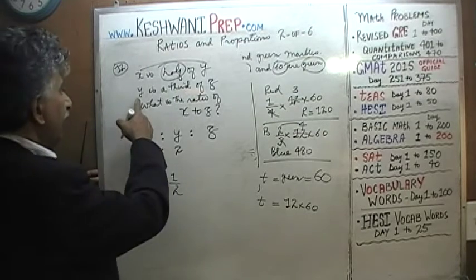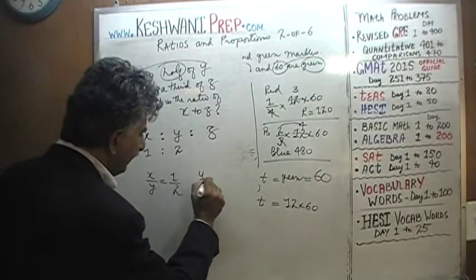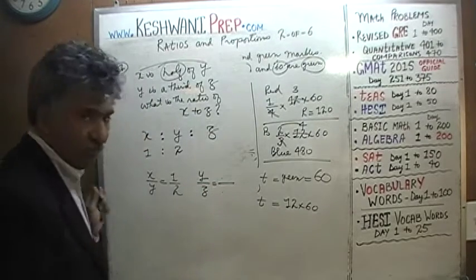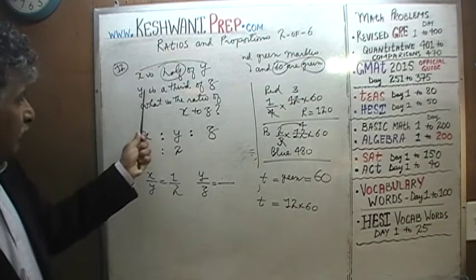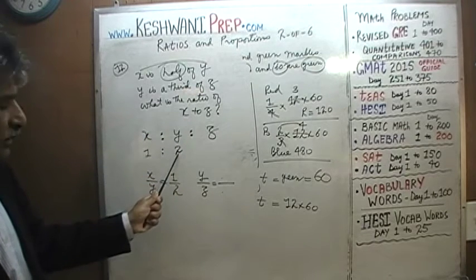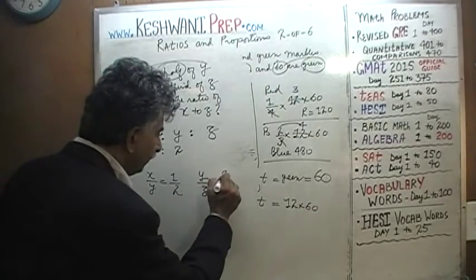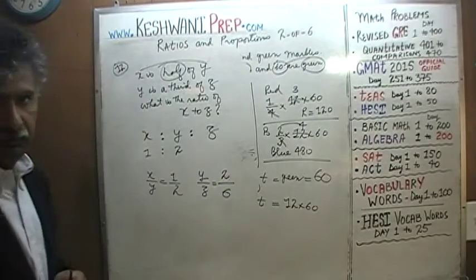Furthermore, we are told that y is a third of z. So whatever y is, z must be 3 times as much. Well, y here is 2. If y is 2, z would have to be 6. We are done.